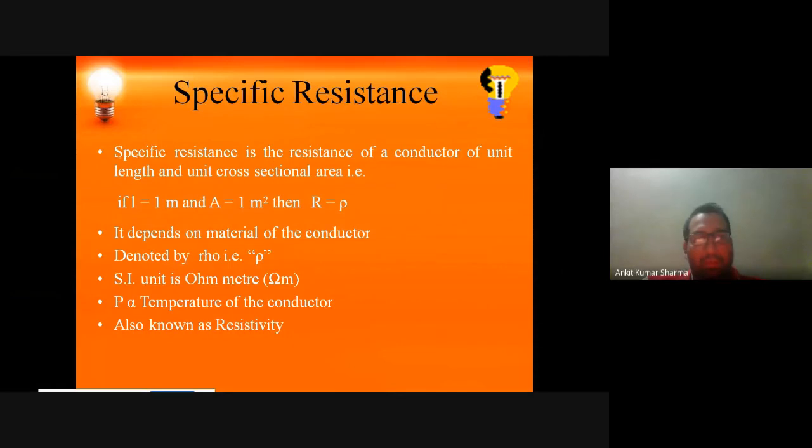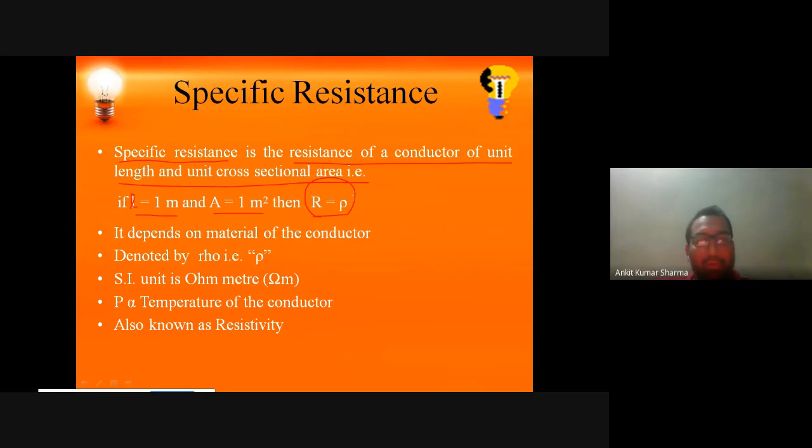Now we will talk about the specific resistance. The specific resistance rho is the resistance of a conductor of unit length and unit cross-sectional area. That means if L equals 1 meter and A equals 1 meter square, then R equals rho. The resistance of the conductor is equal to the specific resistance of the conductor.